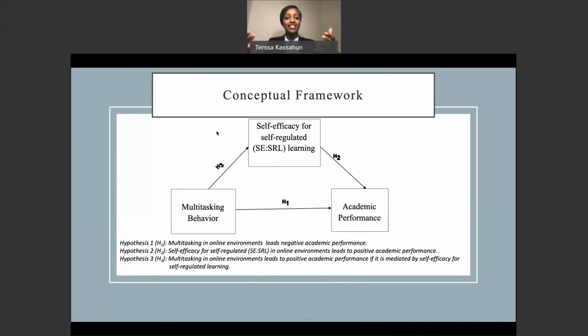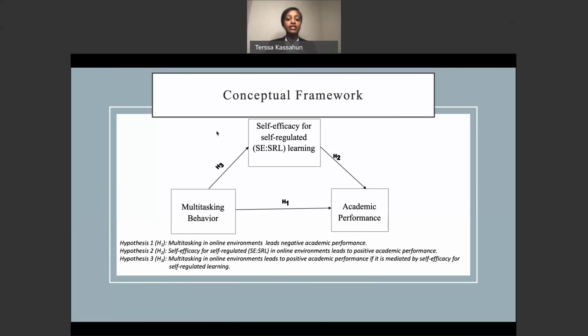This is the conceptual framework that I came up with. The first hypothesis is that multitasking in an online environment leads to negative academic performance. Multitasking is an avoidable behavior in online courses. Some researchers have shown that multitasking is related to lower academic performance. So the first hypothesis is that multitasking has a negative impact on academic performance.